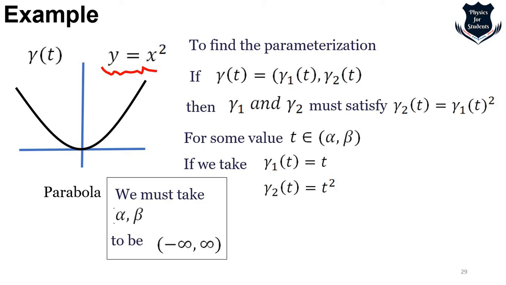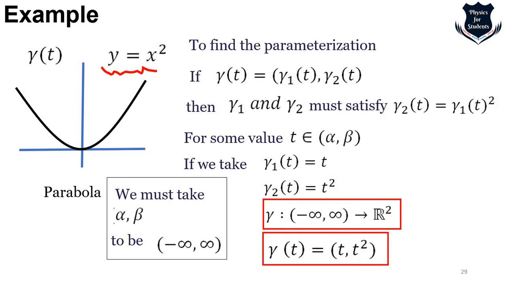So if we take gamma sub 1(t) equal to t and gamma sub 2(t) equal to t squared, we must take (alpha, beta) ranging from minus to plus infinity, and we get finally this, right? So this is the desired parameterization. You can just take note of how we have done this. So you can see how we have parameterized the parabola.